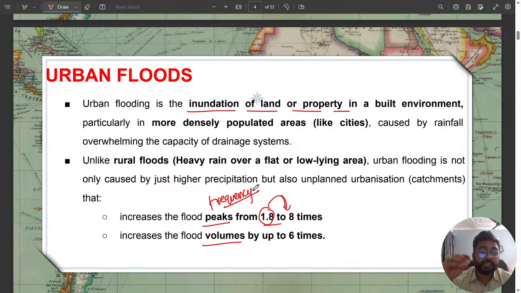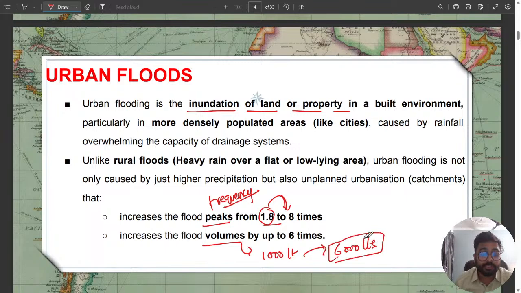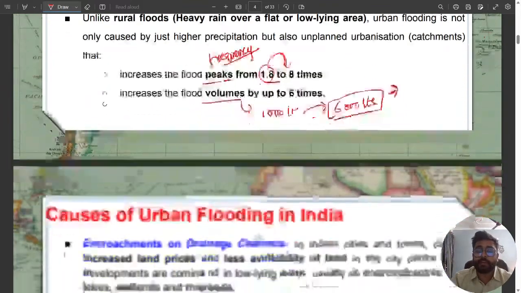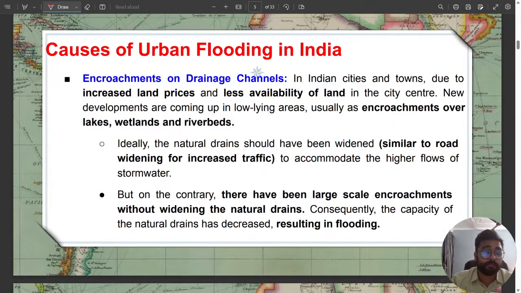Then there is an increase in the flood volumes by 6 times. That means the amount of water which any city was earlier handling has also increased over time. Let's say earlier a city used to get 1,000 liters of water, for example. Now it is getting around 6,000 liters of water. Now the cities are handling this much water. So this is the reason why urban flooding is almost a frequent phenomenon. We are getting floods very easily everywhere. Yes, Anvisha, we can even quote the example of the 2005 Mumbai floods.